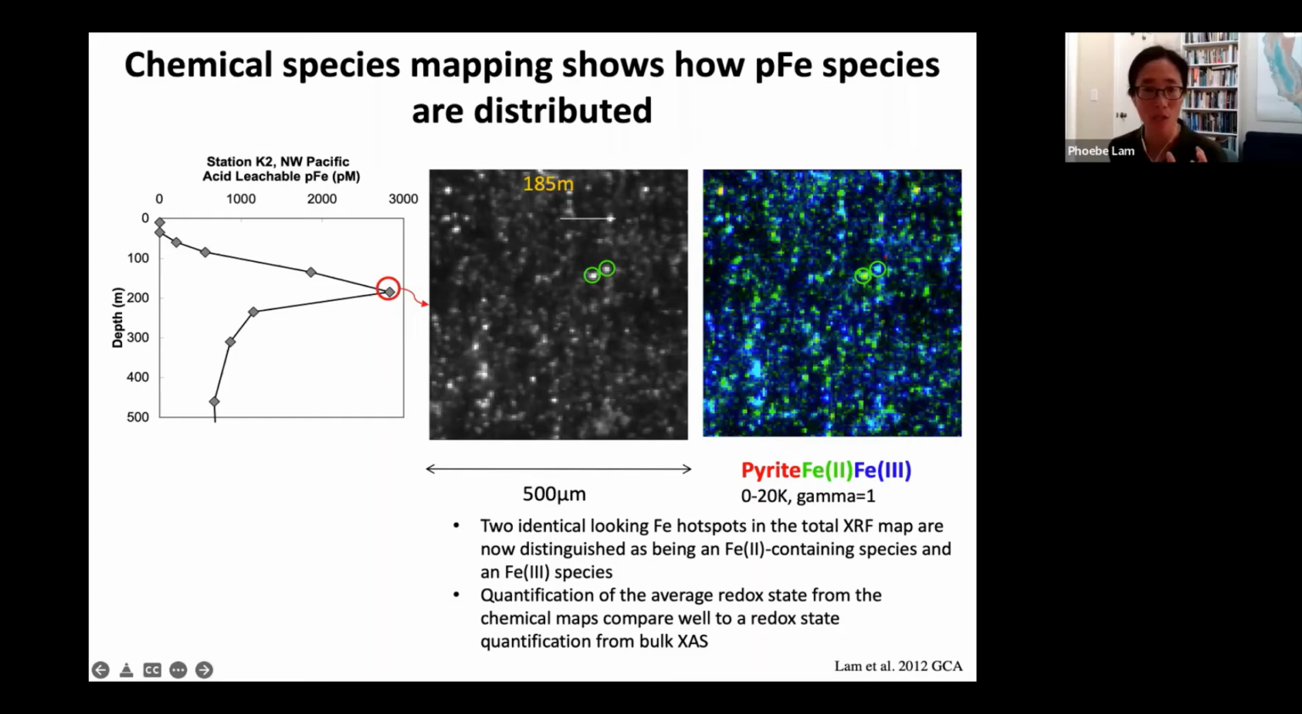So anything in red, which you don't see, oh no, there's one. There's a tiny little red spot right here, which is pyrite. And anything in green is an iron 2, and anything in blue is an iron 3. And so you see a fairly good mix of iron 2 and iron 3. These two spots happen to be different. This one's 2, and this one's 3. And you see how it's distributed. You can quantify this and get an average oxidation state: add up all the counts in your iron 2 channel, all the counts in your iron 3 channel, and then look at what the average is. And it actually compares pretty well with a bulk. And so we did that.